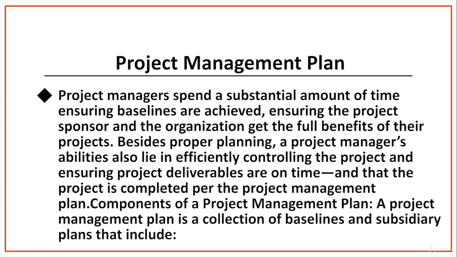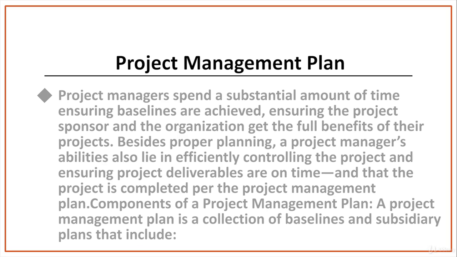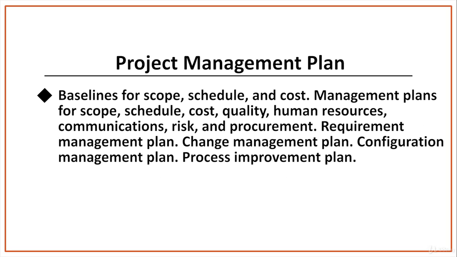So, the components of a project management plan include a collection of baselines and subsidiary plans that include baselines for scope, schedule, and cost, management plans for scope, schedule, cost, quality, human resources, communications, risk, and procurement, requirement management plan, change management plan, configuration management plan, and process improvement plan.